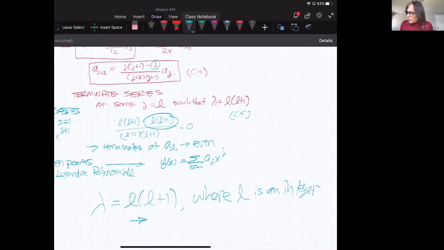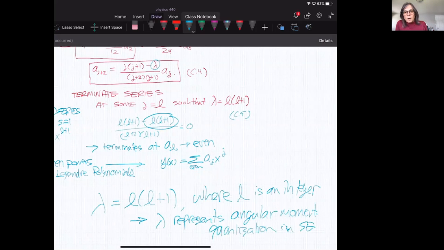So that means that this lambda represents the orbital angular momentum quantization in the spherically symmetric Schrodinger equation. By terminating that series, we were able to not only identify what the eigenvalue is, but show that it is quantized and that we can identify the orbital angular momentum numbers and the total orbital angular momentum in terms of this L times (L plus 1), which is pretty cool.